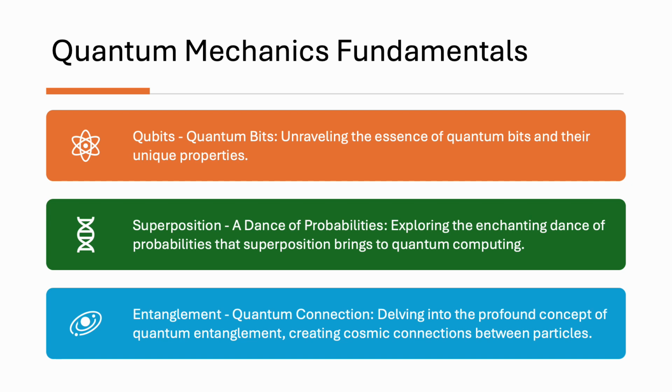Superposition is the enchanting dance of quantum states. It allows particles like our qubits to exist in multiple states at once. Imagine a spinning coin frozen in midair, representing the coexistence of 0 and 1. This fundamental principle forms the bedrock of quantum parallelism.